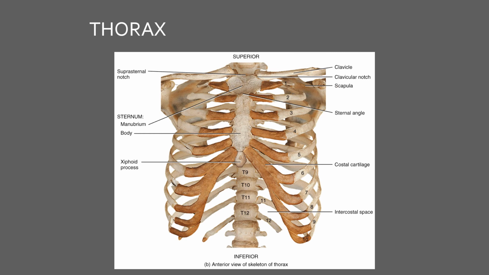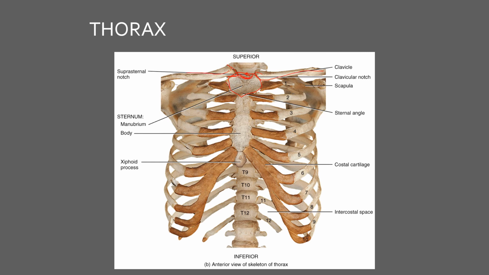All right, so this is kind of what this looks like in the body. Well, it is what it looks like. So you've got the manubrium of the sternum, the suprasternal notch, that little groove you can feel at the very bottom of your neck. Then you can see the clavicle articulating at the clavicular notch. There's the clavicle.